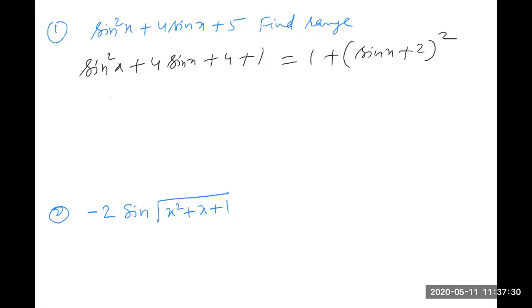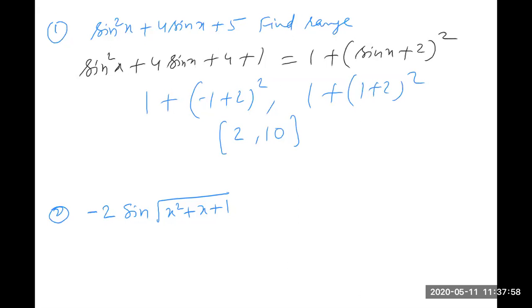First of all, (sin x plus 2) whole square is always positive. So what is sin x plus 2? It has minimum value when sin x is minus 1 and maximum when sin x is plus 1. So this belongs to 1 plus (minus 1 plus 2) whole square to 1 plus (1 plus 2) whole square. So 2 to 10. So its range will be 2 to 10.